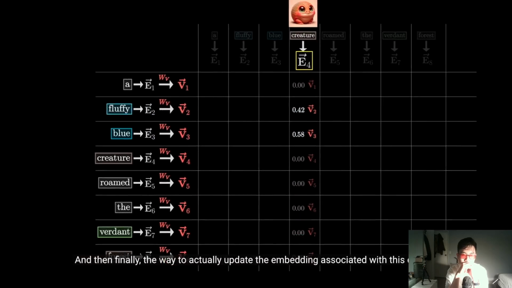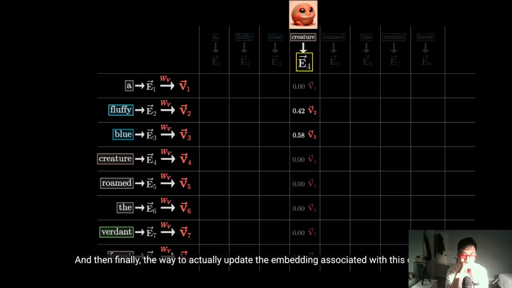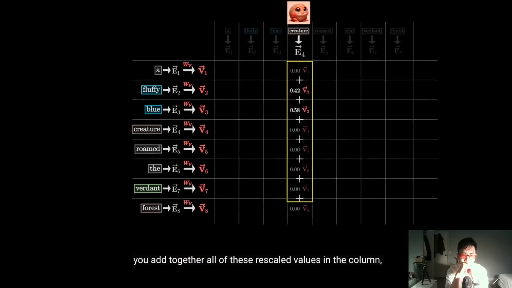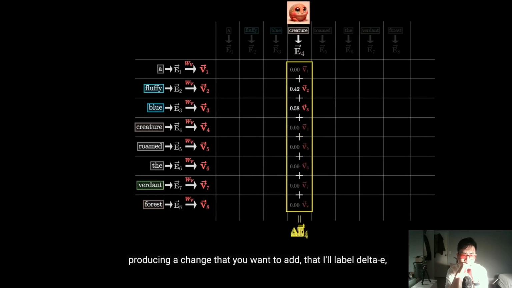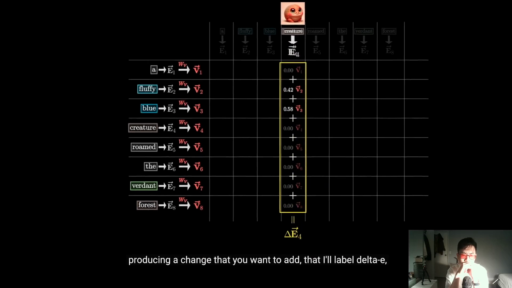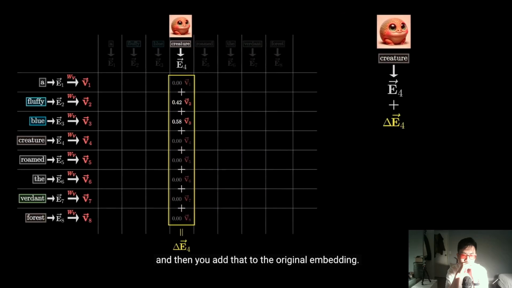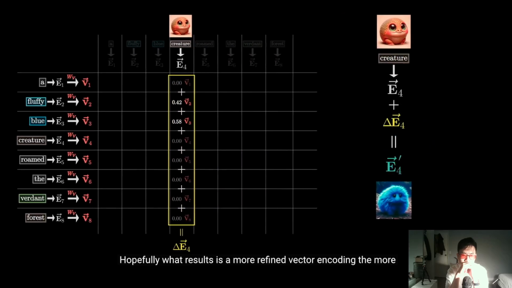And then finally, the way to actually update the embedding associated with this column, previously encoding some context-free meaning of creature, you add together all of these rescaled values in the column, producing a change that you want to add that I'll label delta E, and then you add that to the original embedding. Hopefully, what results is a more refined vector encoding the more contextually rich meaning, like that of a fluffy blue creature.